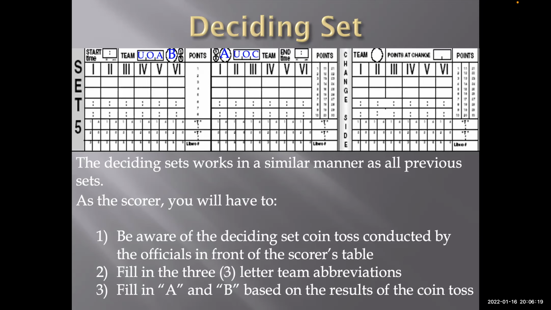So maybe there's a basketball hoop on one side that hangs over the court, but not on the other. That might be a reason that a team chooses one side over the other, and that's why that's there, is to balance that out in a deciding set.